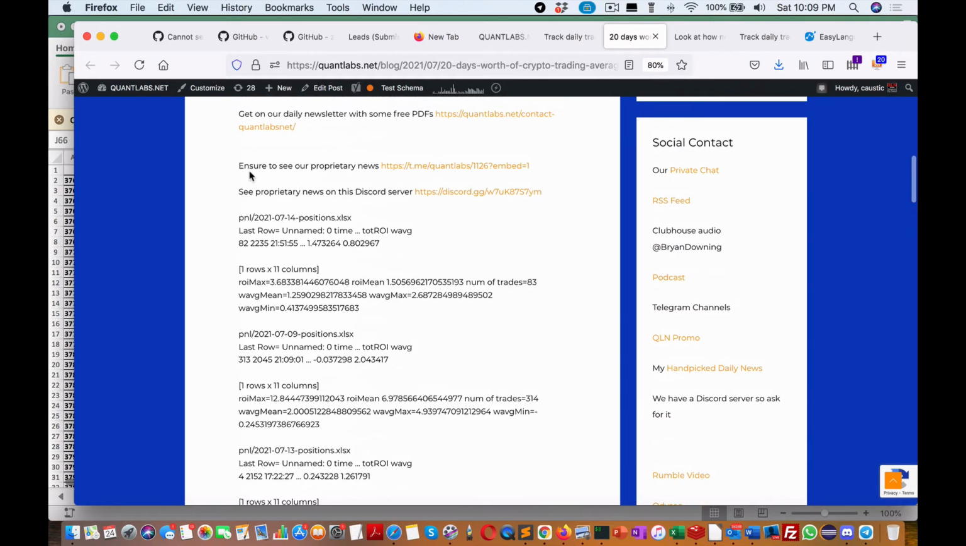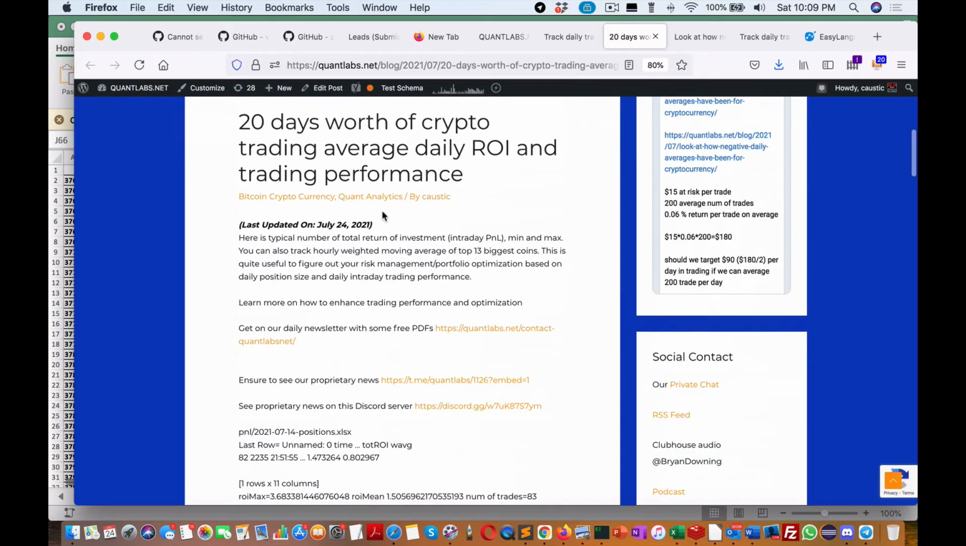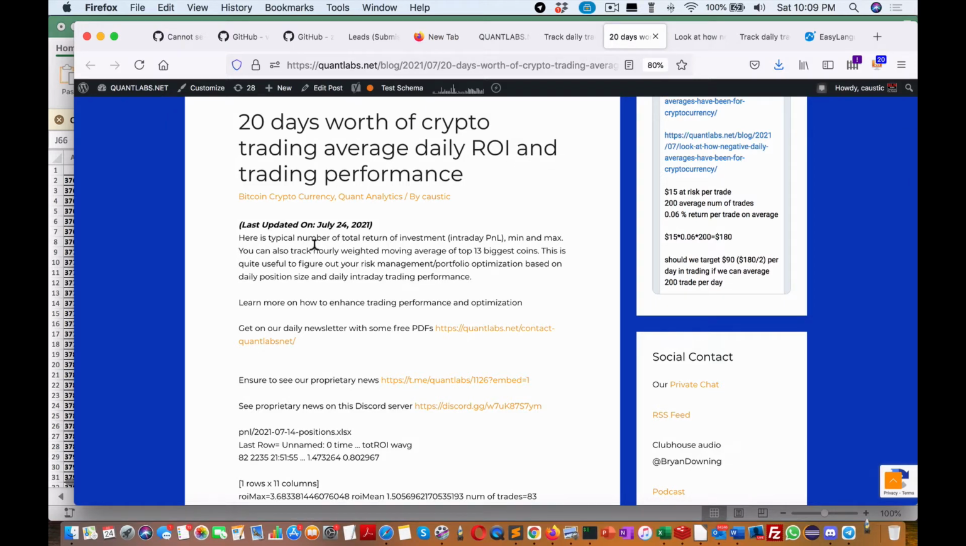So let me just go over the first one. This is another posting. It's called 20 days worth of crypto trading, average daily ROI and trading performance.